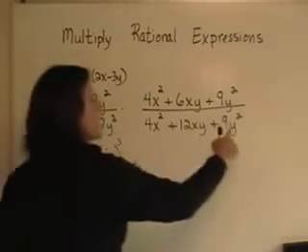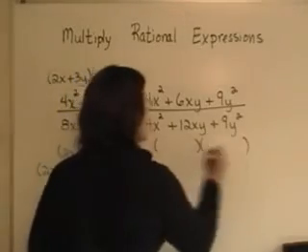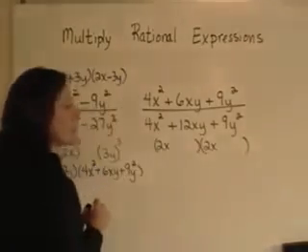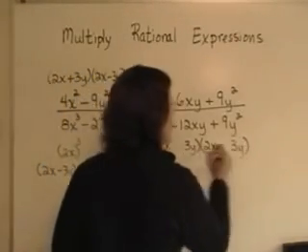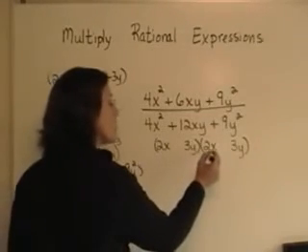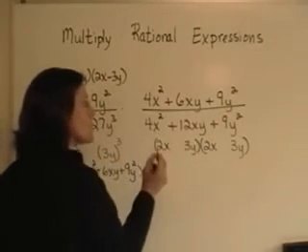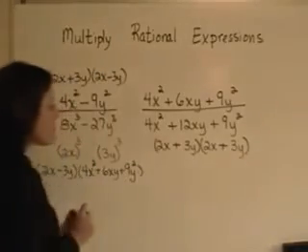It happens to be that I notice this one is a perfect square trinomial. I notice that I'm going to need a 2x in the front of each of these because their product is 4x squared. I'm going to need a 3y in the back of each of these because their product is 9y squared. And I happen to notice that the inner, which is 6xy, and the outer, which is 6xy, add to be 12xy. That tells me that I want plus signs in both of these.